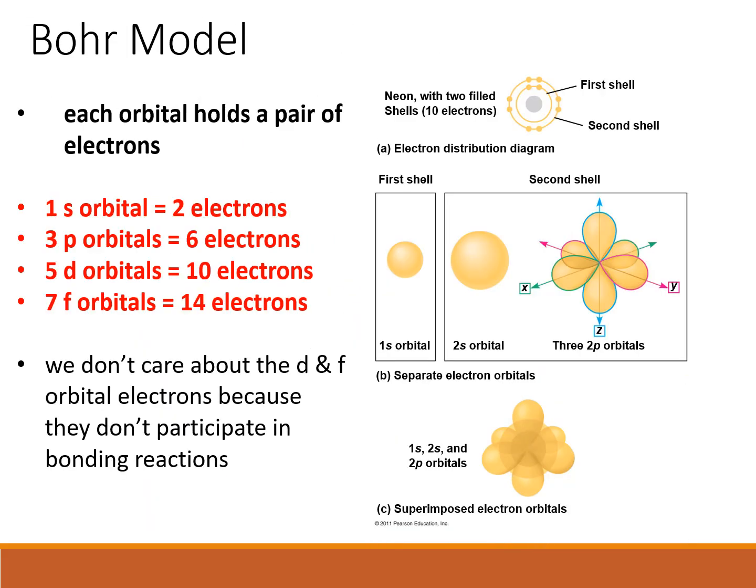Each orbital holds a pair of electrons. So the s orbital holds a pair, the p orbitals hold a pair, each of the d orbitals holds a pair, etc., etc. The s orbitals, we generally have one of those. They will hold 2 electrons. When you get to the p orbitals, there are 3 of them, each of them holding 2 electrons. So p orbitals will hold in total 6 electrons. When you get to the d orbitals, again, each of them holds a pair, and there are 5 d orbitals, so there are 10 total electrons. And then when you get to the f orbitals, there are 7 of those, so the f orbitals have the capacity to hold a maximum of 14 electrons. Now, we don't care about the d and the f orbital electrons because they don't participate in the bonding reactions.